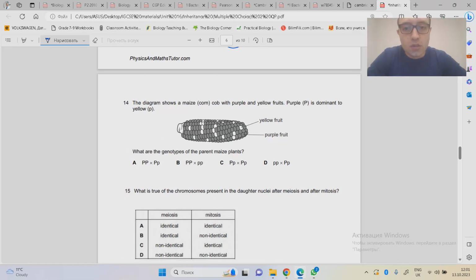What are the genotypes of the parent maize plant? The diagram shows a maize cob with purple and yellow fruits. Purple is dominant. So in here, the ratio looks like 3:1. So both parents were heterozygous, and this is the reason why the majority of them are purple in color. So answer in here is C.